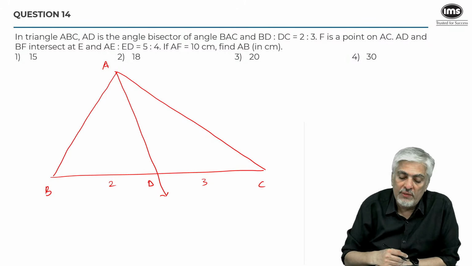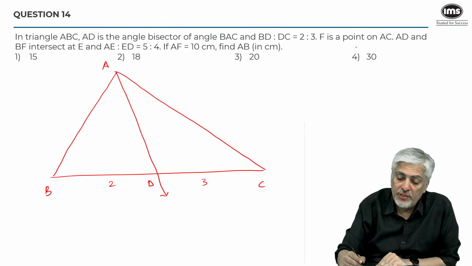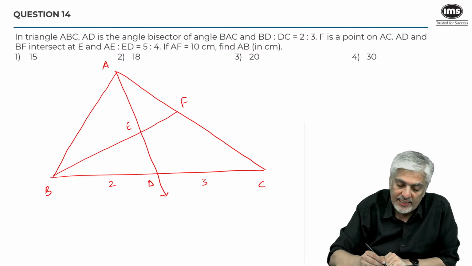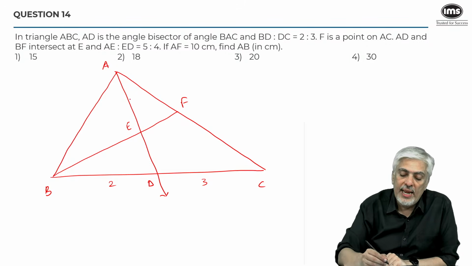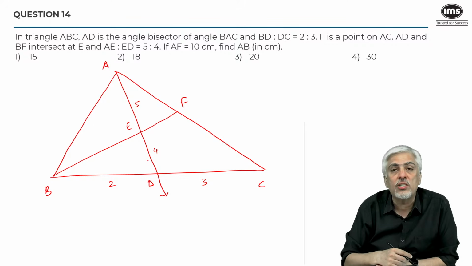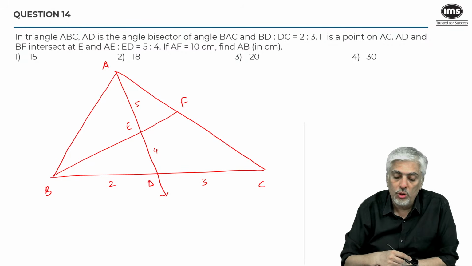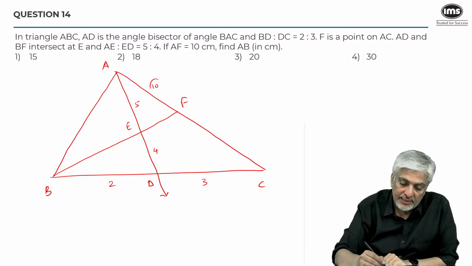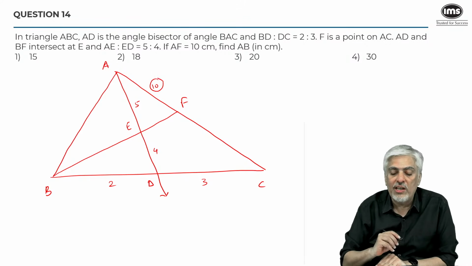And they've told us BF intersects, there's some point E. F is a point on AC, AD and BF intersect at E. So F is a point somewhere over here, they intersect at E. AE to ED is 5:4. These are all ratios, not real values. AF is given as 10. This is the real value. I've just put it in the circle.